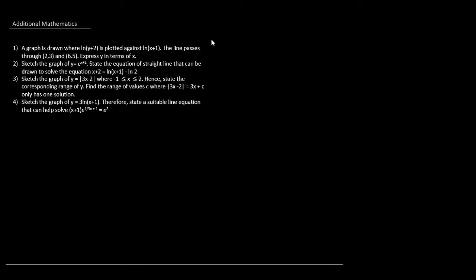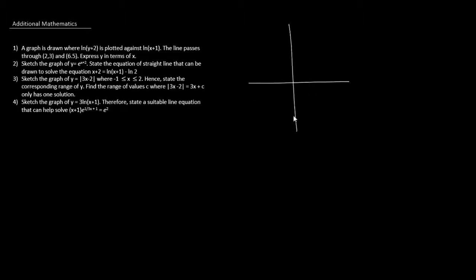Alright, so for the last question, we have sketched a graph of y equals to 3 ln x plus 1, and therefore state a suitable line equation that can help solve x plus 1 times e to the power of 1 over 3x plus 1 is equals to e squared. Alright, so first of all, let's draw the Cartesian plane out. We have y here, and we have x here.